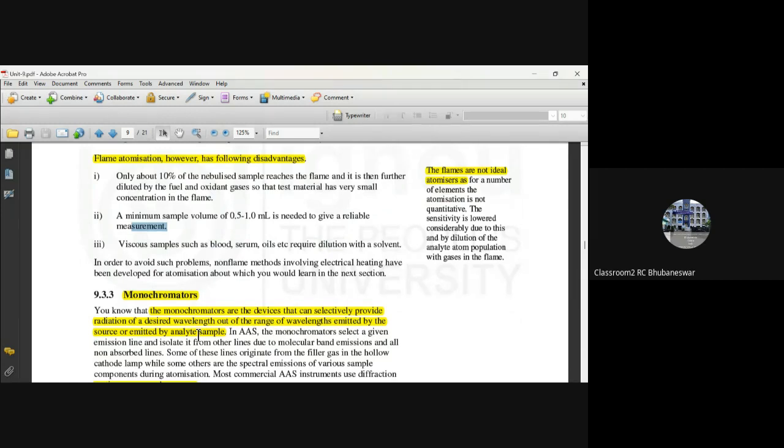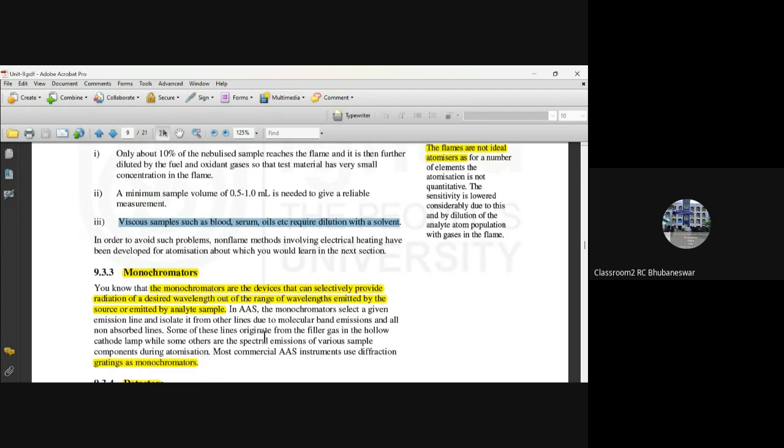The third point is that viscous samples such as blood, serum, oils, etc. require dilution with the solvent. Since they are viscous, it will be very difficult to handle them. You need to dilute them with your solvents. These problems with the flame atomizer we can avoid by taking some non-flame methods, by electrically heating, the electrothermal atomization I was discussing. Subsequently we will discuss the electrothermal atomization technique, how we can do that.